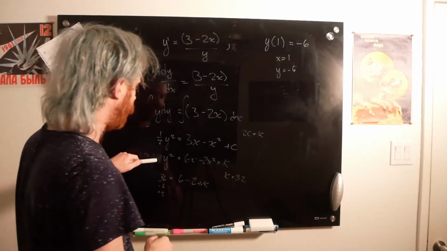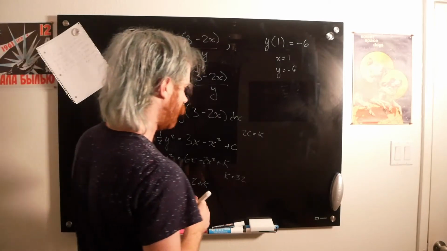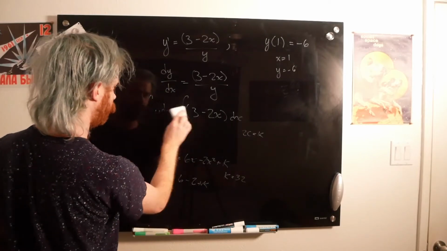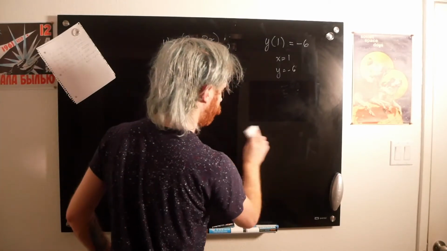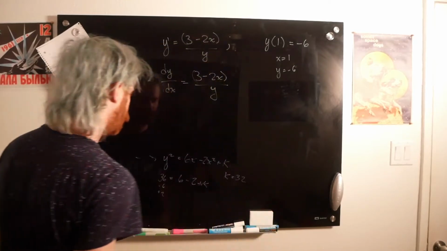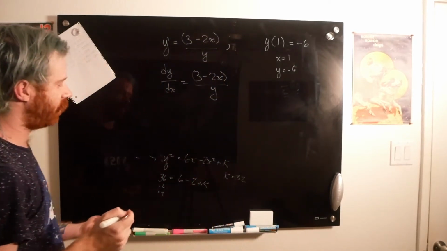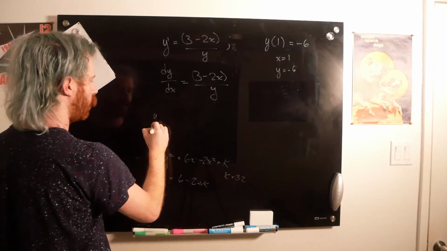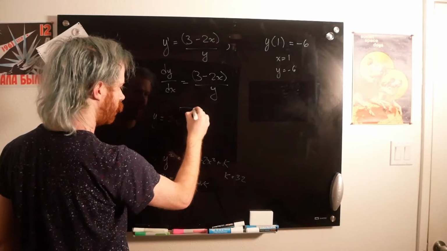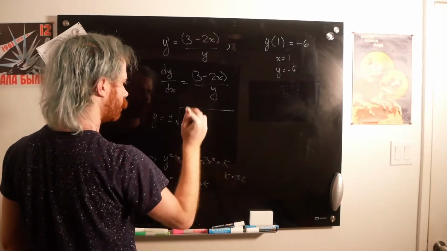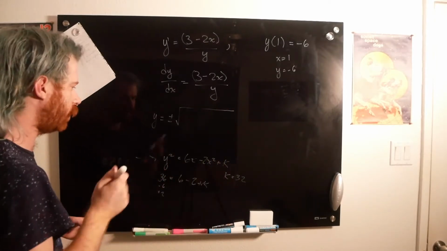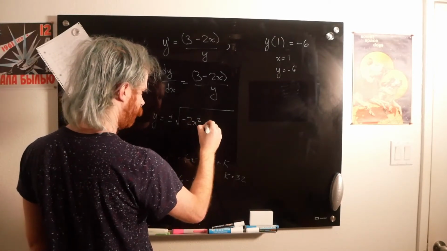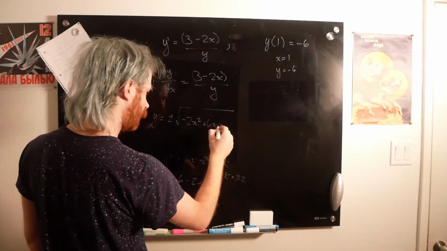So now that we have our k value, we're going to keep this equation and rewrite it with the k included. I'm going to go ahead and square root everything, just solving a step further. So y equals plus or minus the square root of negative 2x squared plus 6x plus 32.